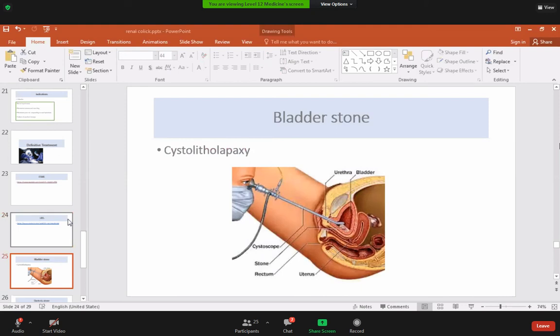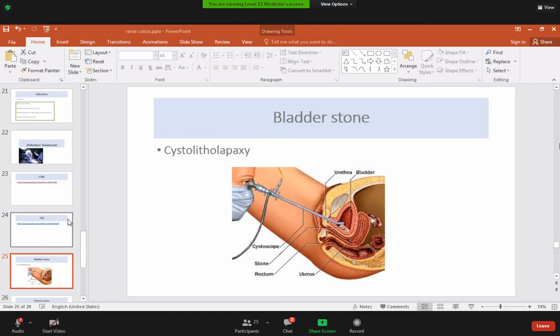Okay, now if the patient has bladder stones, the patient has colicky pain that is more in the suprapubic region and radiates down to the genitalia region, or the tip of the penis, or maybe into the upper thighs, and it is not settling, and there are indications for intervention, we can go for cystolitholapaxy.